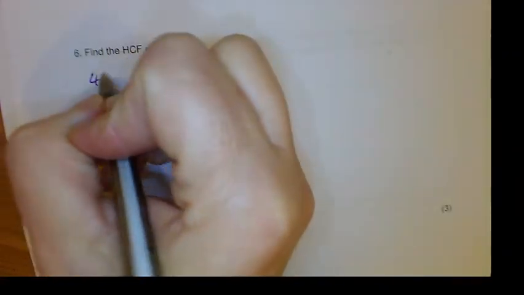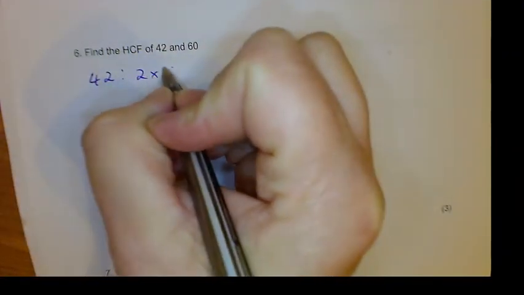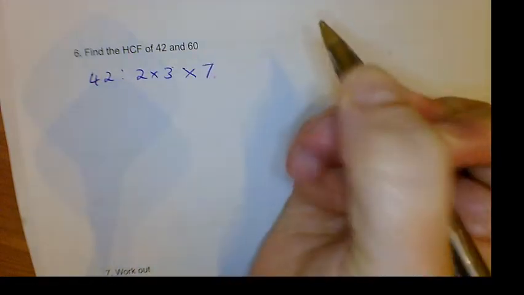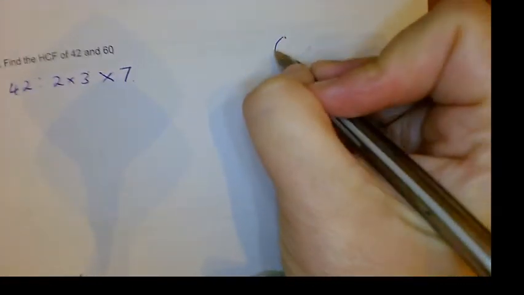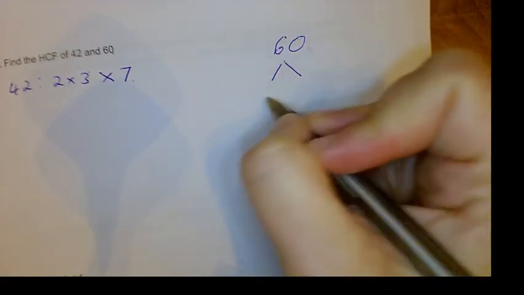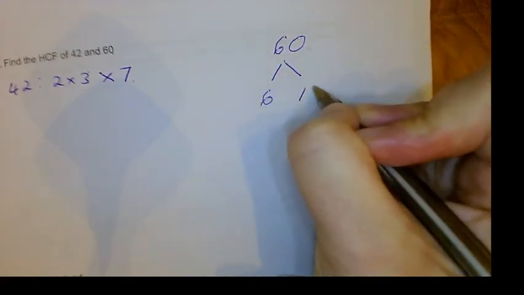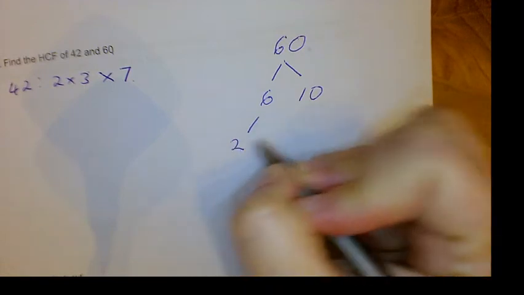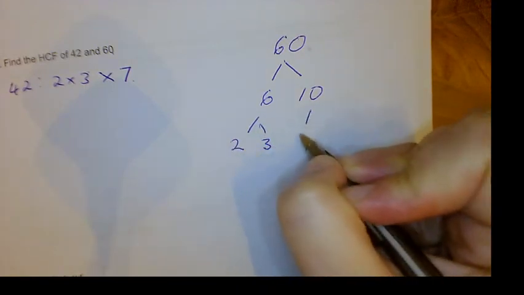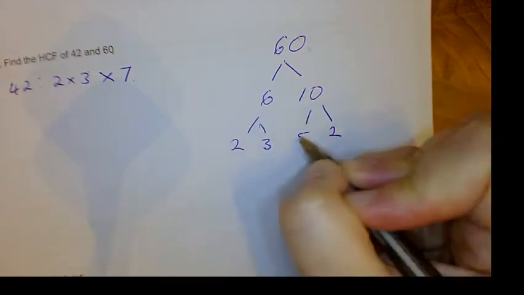Right, the next one. We're asked to find the HCF of 42 and 60. Now remember, we already know that 42 is 2 times 3 times 7. We're going to do the same thing for 60. So on the side here, I'm going to do my factor tree. 60 I know is 6 times 10. 6 is 2 times 3. 10 is 5 times 2.